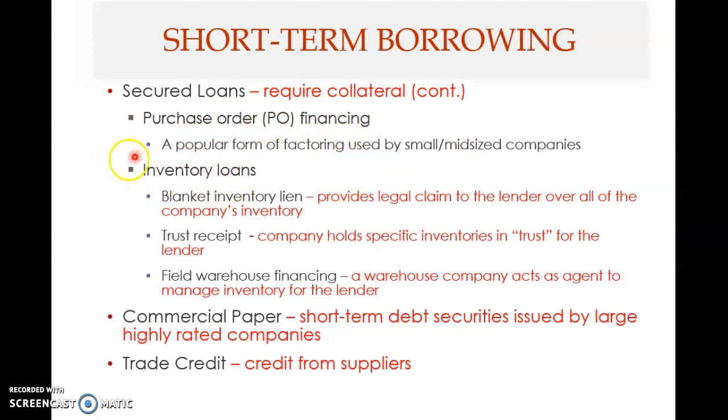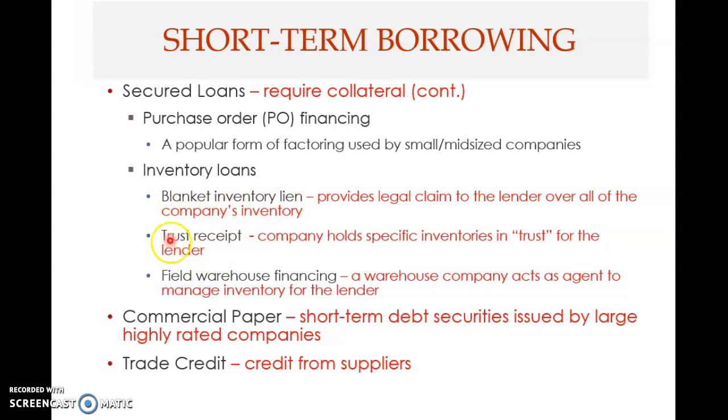And inventory loans are where the inventory becomes the collateral. There are three types of inventory loans. One is the blanket inventory lien. This provides a legal claim to the lender over all of the company's inventory. That is why it's called blanket, because it covers all. The keyword is all. The lender will have a legal claim over all of the company's inventory under this kind of inventory loan.